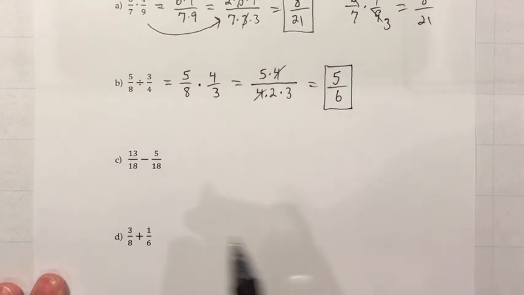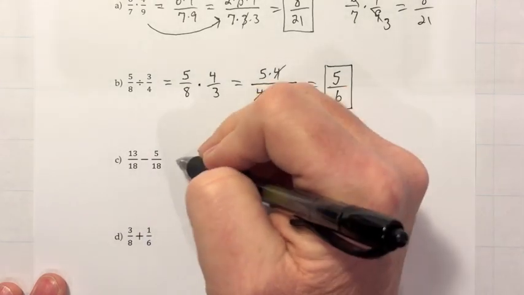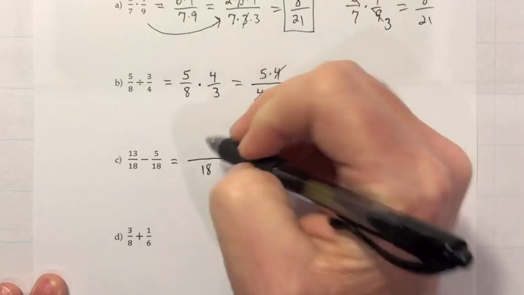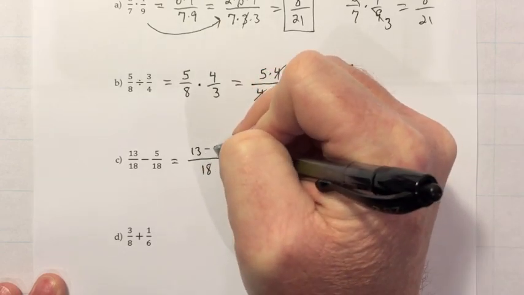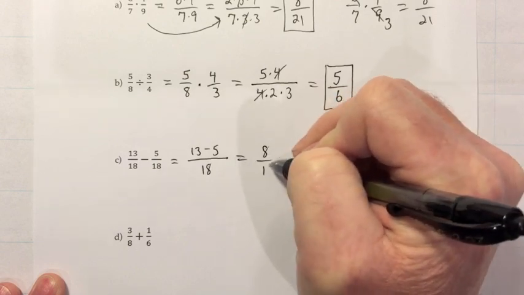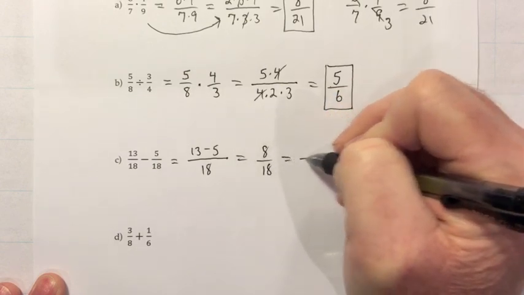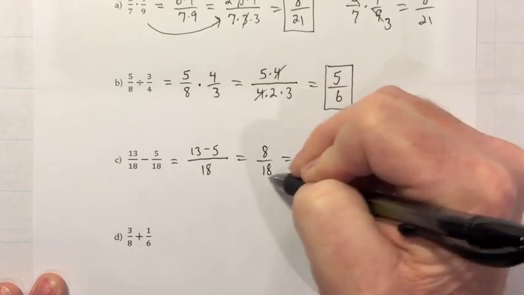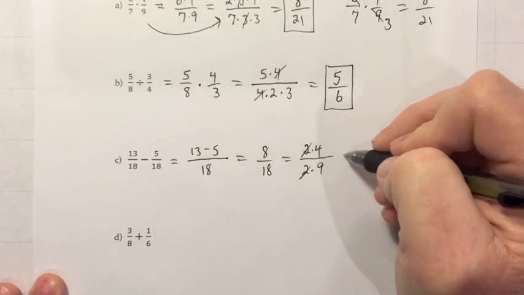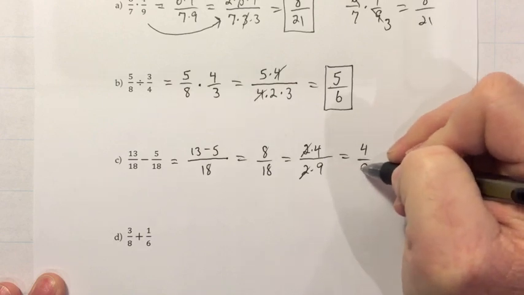With addition or subtraction, if you already have a common denominator, then you just keep that and you do the subtraction of the numerators, so 13 minus 5. And 13 minus 5 is 8, so I have 8/18. They have a 2 in common. 8 is 2 times 4, and 18 is 2 times 9. So that revealed 2 could be canceled, and I'm left with just 4/9.